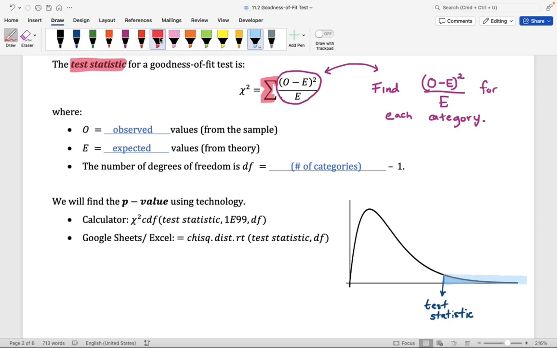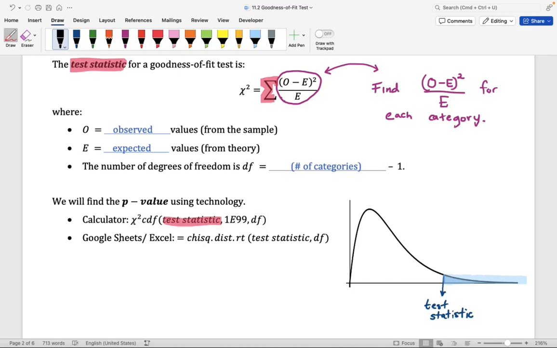So if you're using a calculator, you need to press second vars to get the list of the distributions, and you need to look for that chi-square CDF distribution. That distribution is going to ask you for your lower bound, your upper bound, and the degrees of freedom. Your lower bound for this test is always going to be the test statistic. Your upper bound is always going to be a really large positive value. We denote that using 1E99. And then you're going to enter the degrees of freedom. Again, the degrees of freedom is the number of categories minus 1.